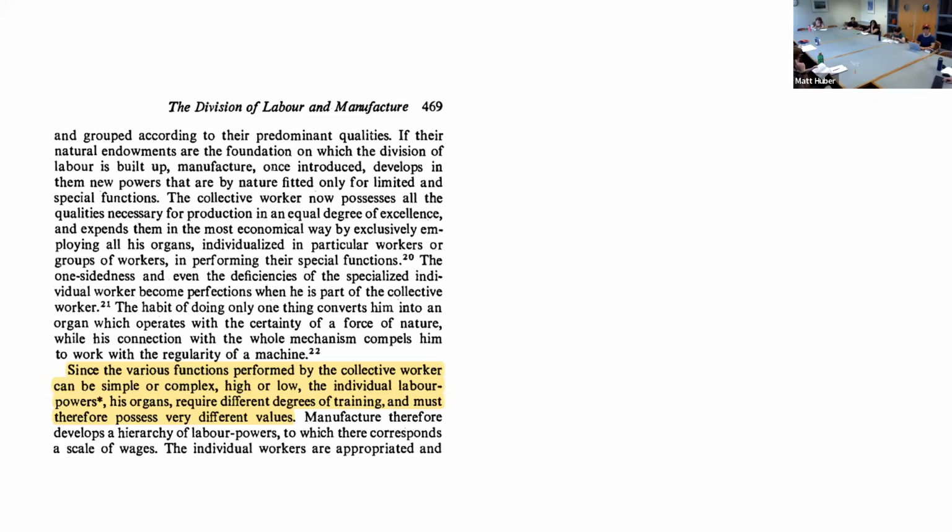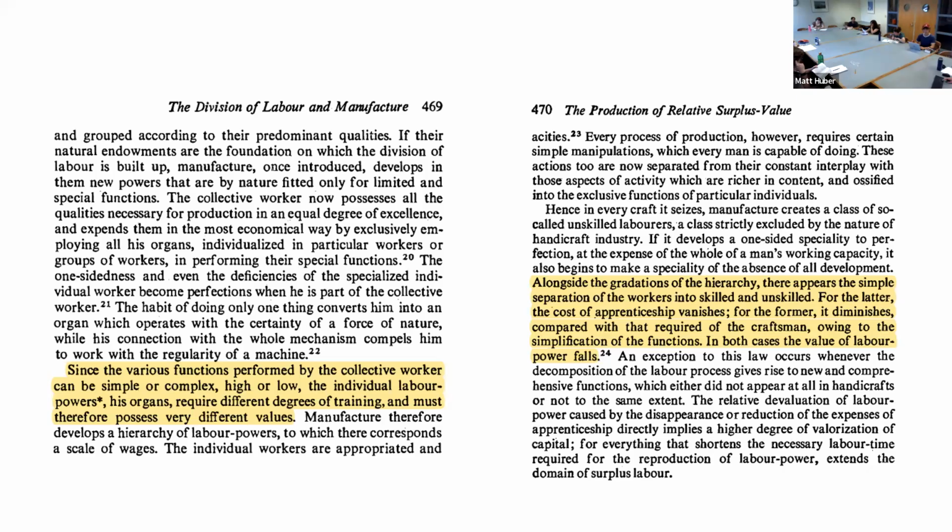And he talks about how, alongside the gradations of hierarchy, there appears a simple separation of workers into skilled and unskilled. For the latter, the cost of the apprenticeship vanishes. For the former, it diminishes compared with the required apprenticeship of the craftsman, owing to the simplification of the functions. In both cases, the value of labor power falls.